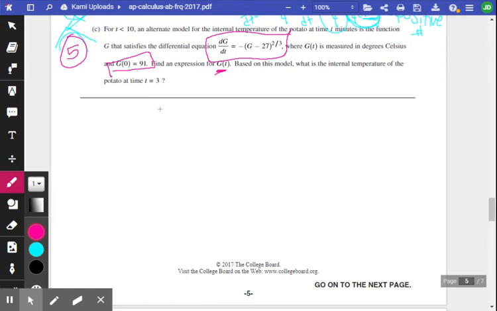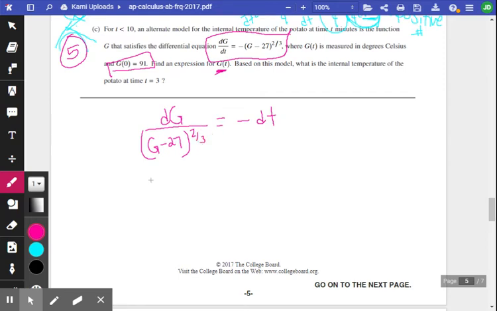So the first thing I have to do is separate the variables. So I'm going to divide both sides by this and multiply both sides by dt. So I'm going to have dg over, I'm going to leave the negative on the other side just because I don't want it to get lost. And down here, I'm going to have g minus 27 to the 2/3. There, my variables are separated.